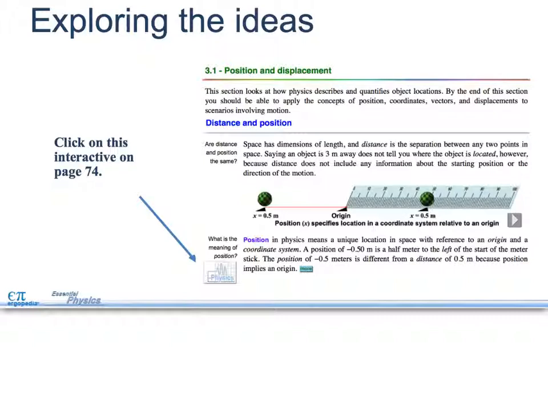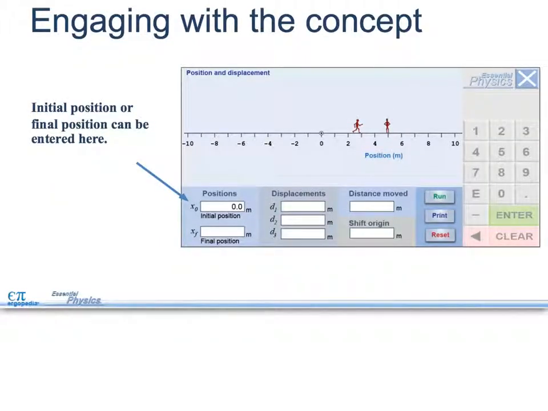All right, click on the interactive on page 74 in your book. This interactive is going to show you objects moving through displacement in different positions. It's a good one to see the difference between distance and displacement. Engaging with the concept, initial position or final position can be entered here. So xo is going to be your initial position. xf will be your final position.